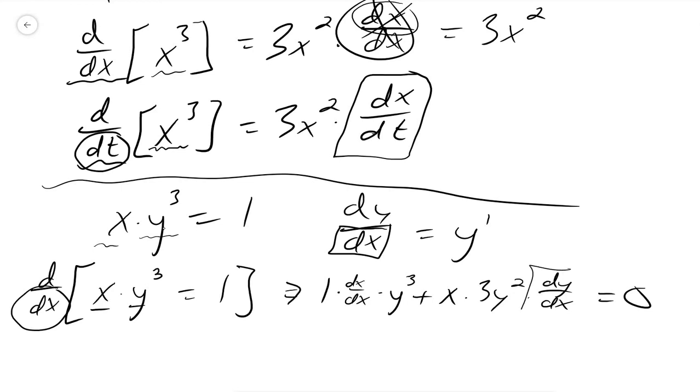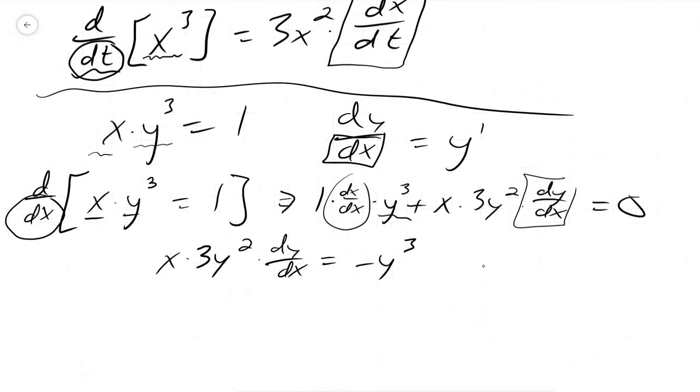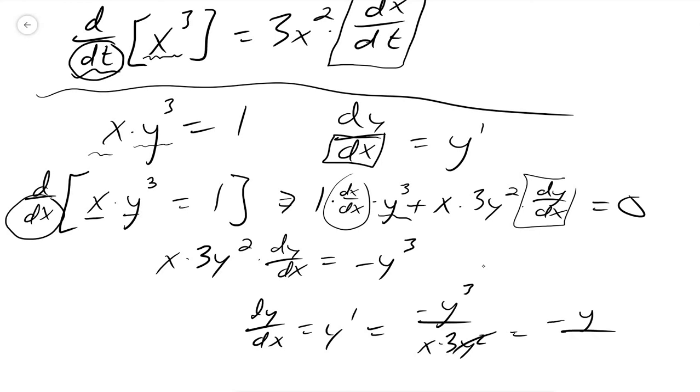Now, solving for dy dx, we know this right here is 1, and we can move over our y to the third, so we get x times 3y squared times dy dx equals negative y to the third, and therefore this lets us know that dy dx, which is equal to y prime, the first derivative, is simply equal to negative y to the third divided by x times 3y squared. In other words, negative y over 3x. And that would be our first derivative with respect to x.